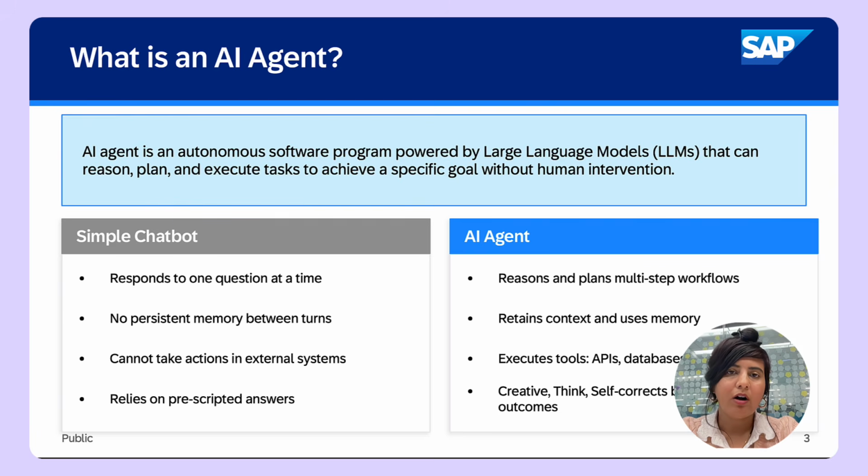Chatbots are passive in nature, they cannot take any actions, whereas an AI agent has access to tools in order to perform CRUD operations on database functionalities, or access to SAP, non-SAP APIs and access to the code base. A chatbot relies on pre-scripted answers like FAQs, whereas an AI agent can be creative, it can think, decide, and self-correct based on the tool outcomes.